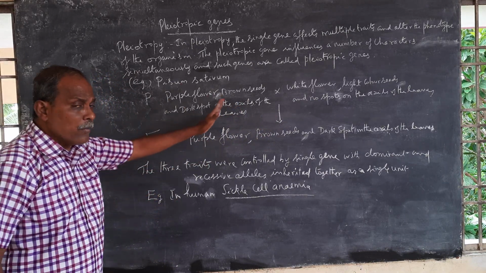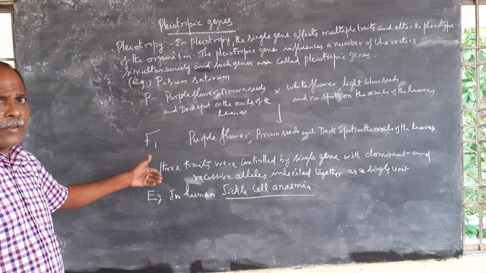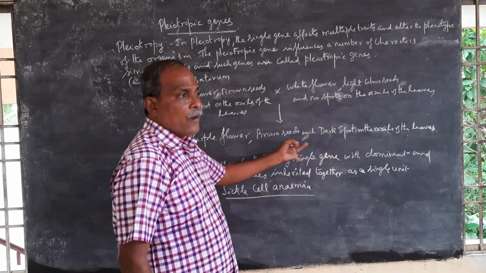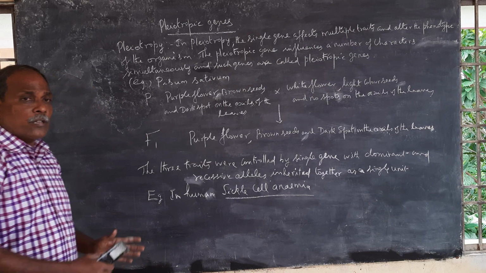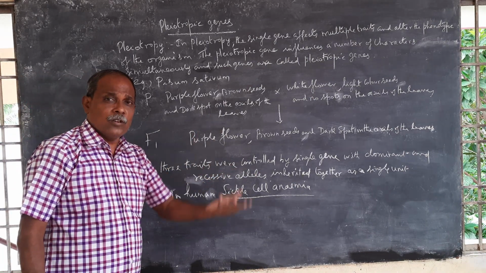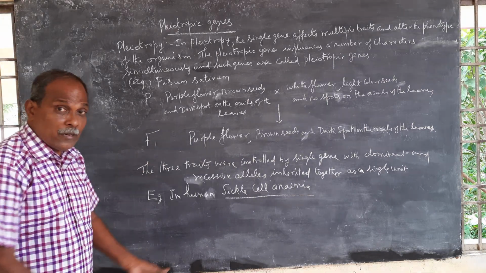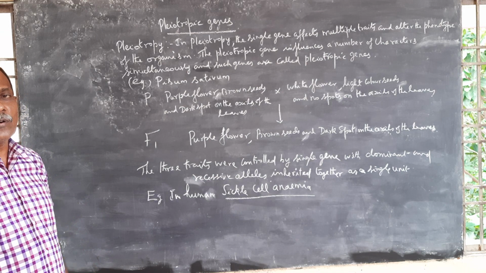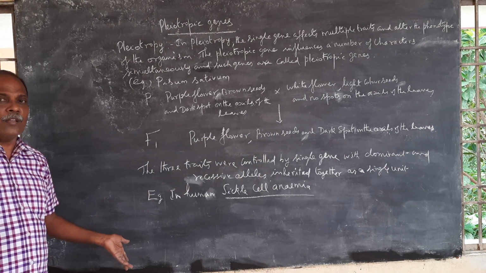So when a cross is made between these two, the offspring produced in the F1 generation were hybrids, of course, having purple flower, dark brown seeds, and dark spots on the axils of the leaves. Actually, all these characters are controlled by a single gene and inherited together as a single unit. Such genes are called pleiotropic genes. Pleiotropic genes are also noticed in human beings, for example sickle cell anemia.